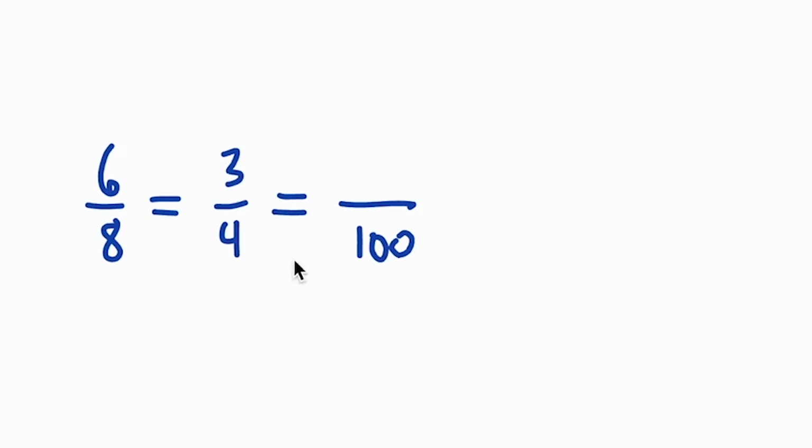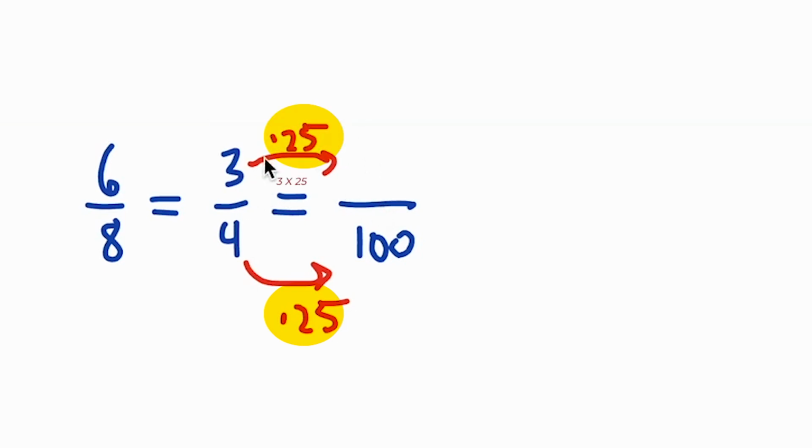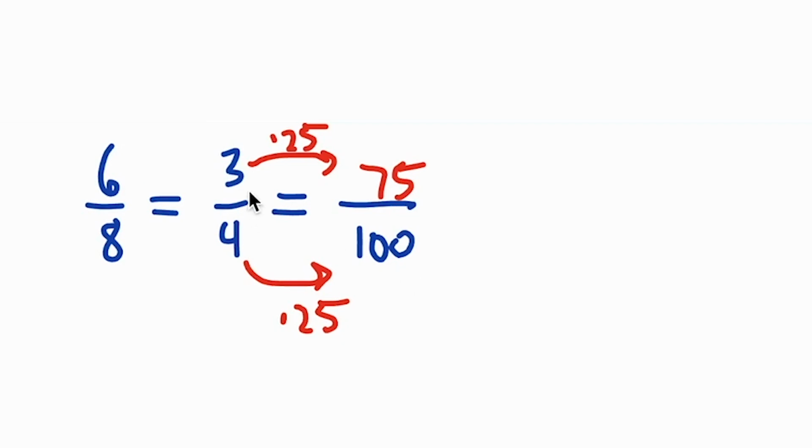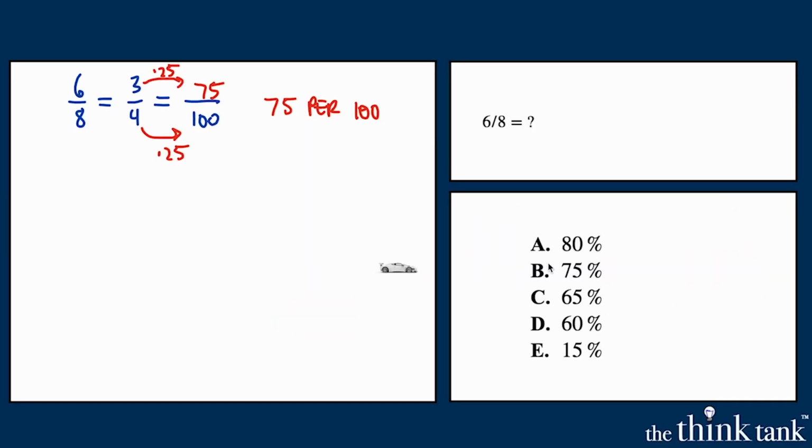Well, 4 goes into 100 25 times. So if I multiply the denominator by 25, I get 100. That means I have to also multiply the numerator by 25, and then I'll get the correct numerator. So 3 times 25, that's 75. Think of money if that helps. 3/4 is 75 cents. So, okay, 75 out of 100. So 3/4 is the same as 75 100ths, which is the same as 75 per 100, which is the same as 75%. Therefore, our answer is going to be B.